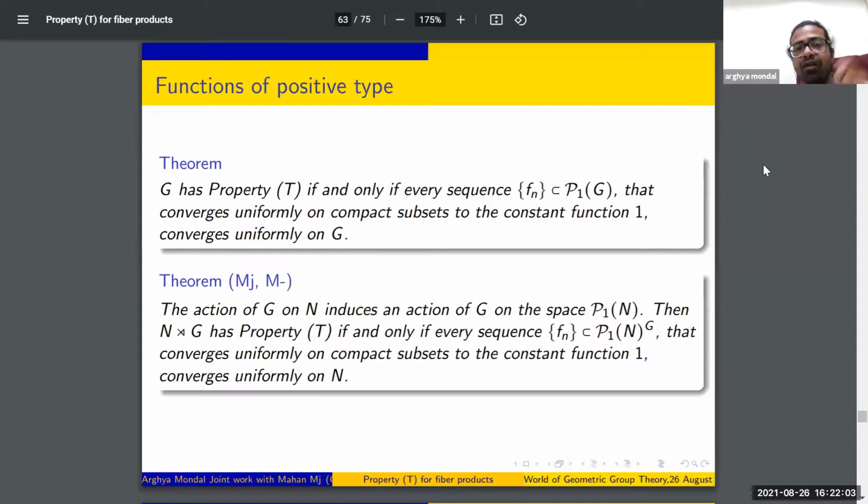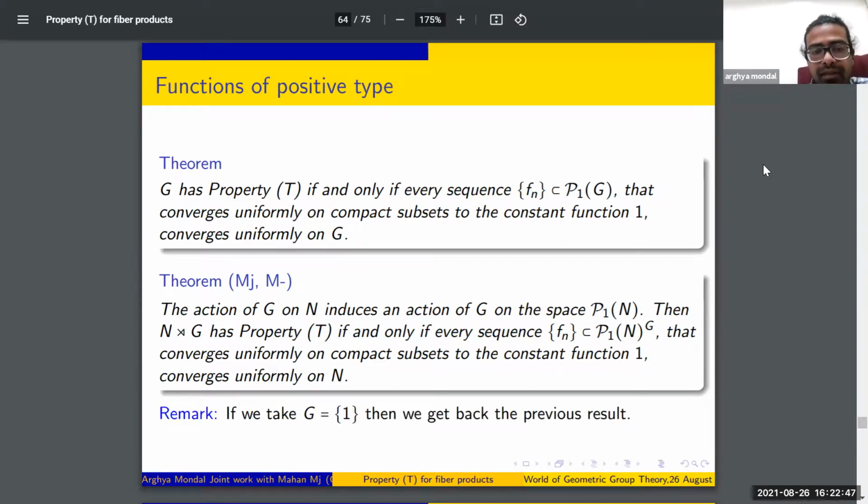So what we did is we give a version of this theorem in our context, where we took a group G, and the action of G on N induces the action of G on the space of functions of positive type. And then we say that the symmetric product has property T if and only if every sequence in G fixed points of functions of positive type of N, if that sequence converges uniformly on compact subsets to the constant function 1, then it has to converge uniformly on N.